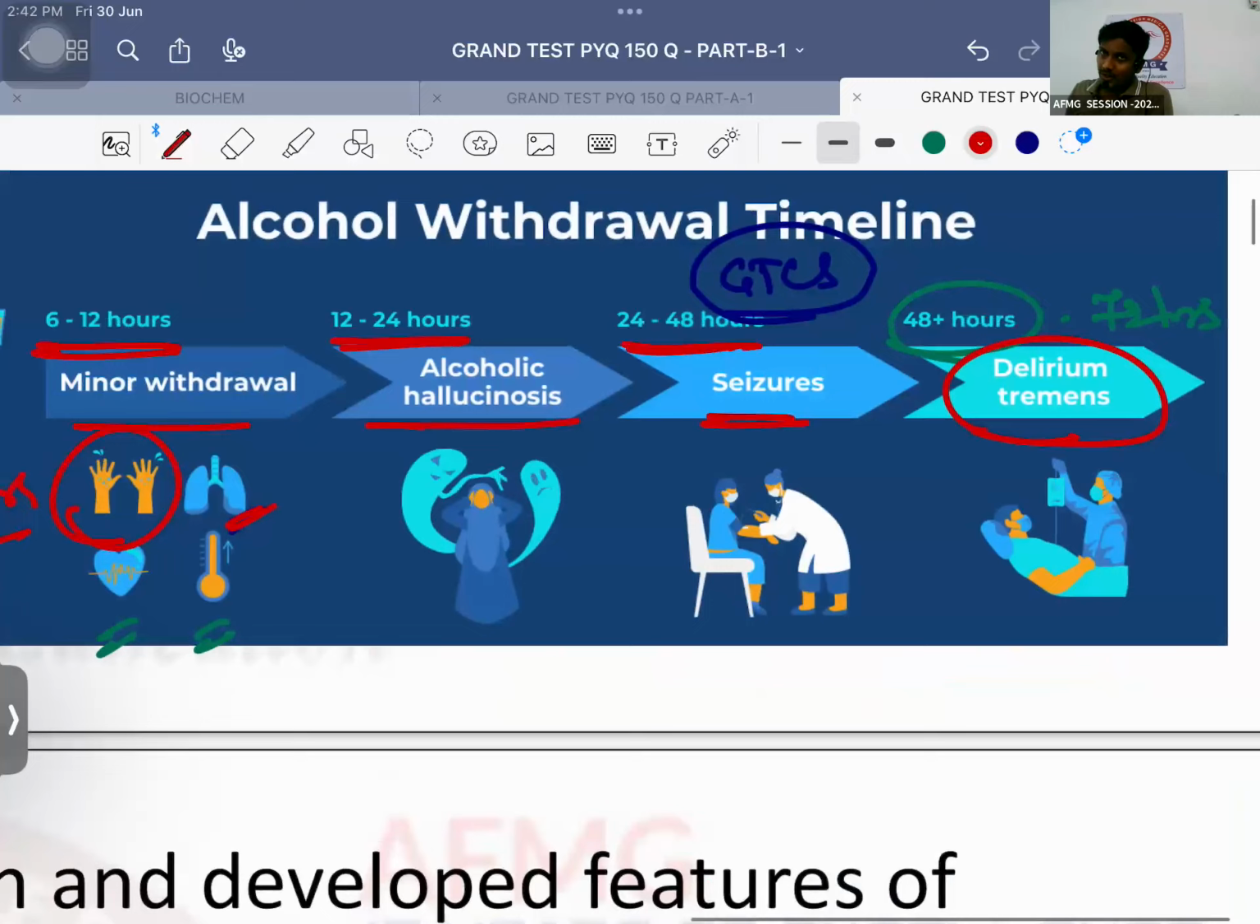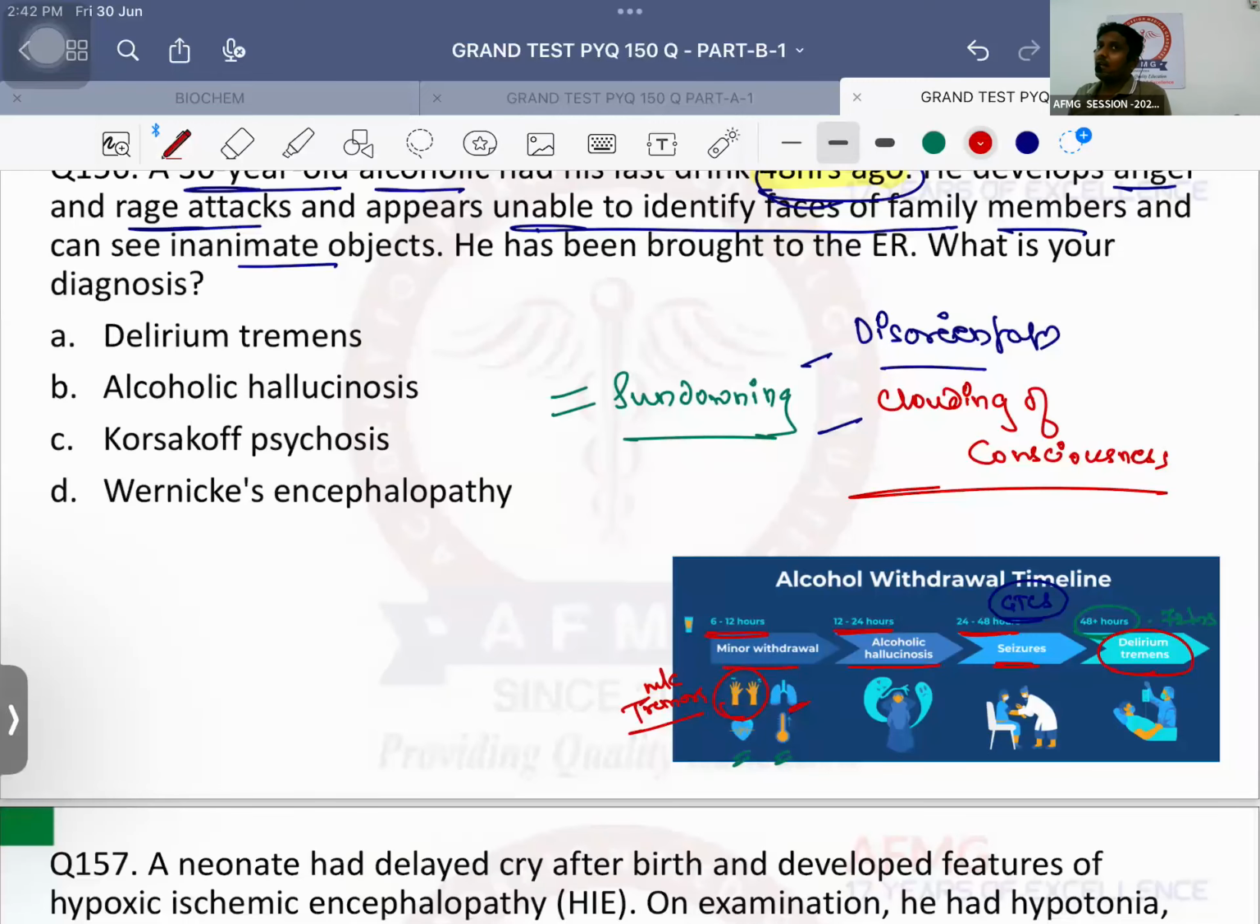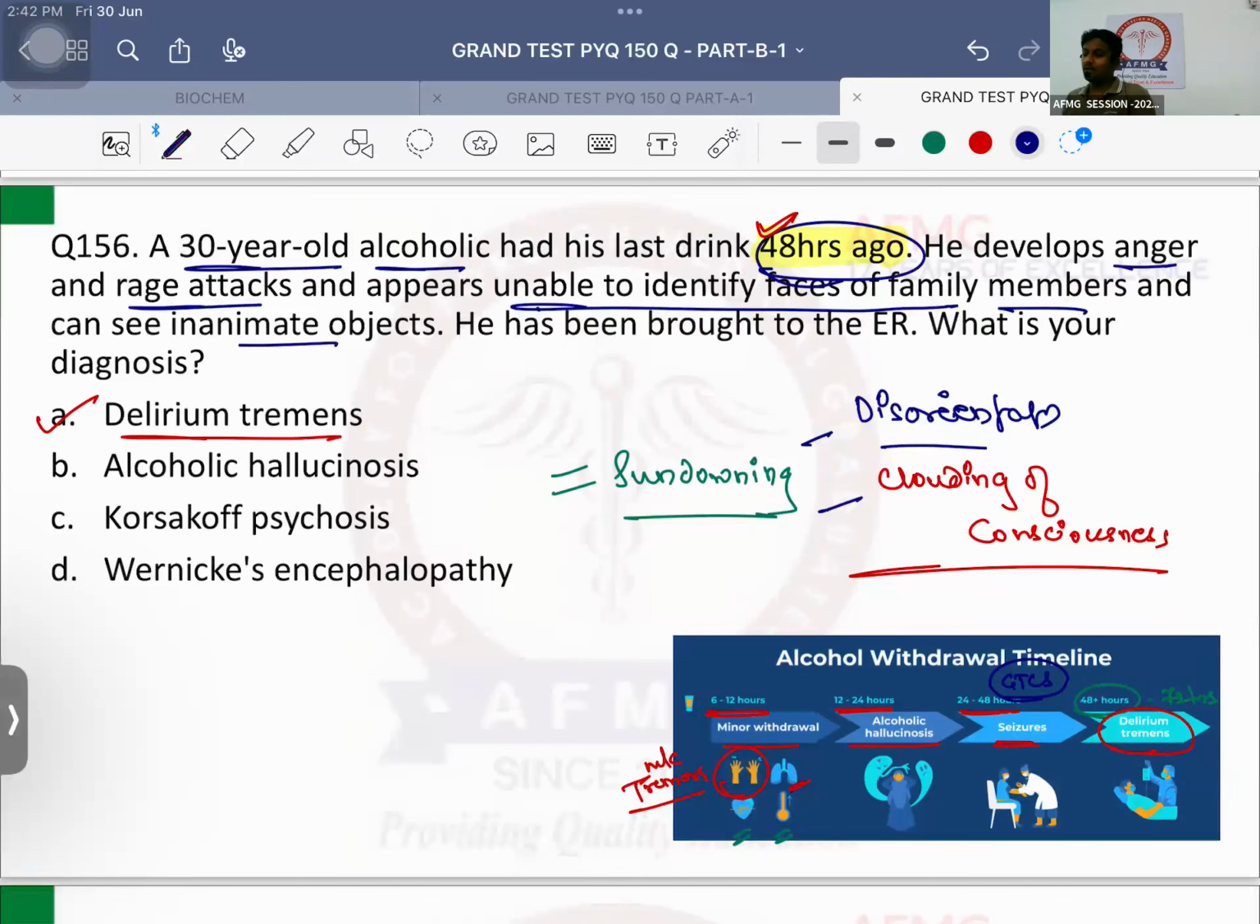Okay. So please remember 6 to 12 hours के बाद क्या होता है? Minor withdrawal symptoms like withdrawal tremors. Then 12 to 24 hours के बाद alcoholic hallucinosis. Then 24 to 48 hours के बाद withdrawal seizures. And lastly, after 48 to 72 hours, the patient will have delirium tremens. ठीक है? So answer should be delirium tremens over here. No issues with this, anybody?